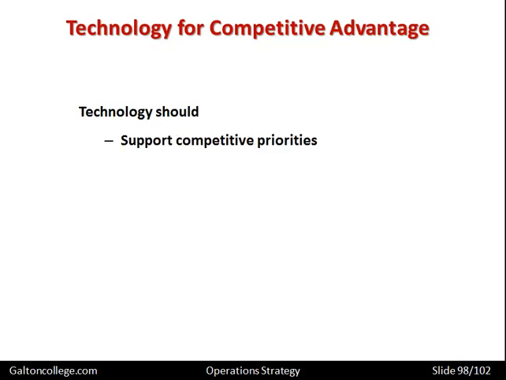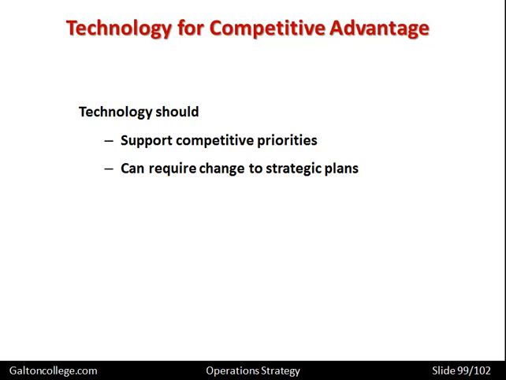So technology should support competitive priorities. Clearly we do need technology. As to the degree of technology, whether the organization should be fully technological or perhaps technology and traditional workers working side by side, these are debatable, as we've seen in the previous slides. But certainly the technology should support the competitive priorities of the organization. The appropriate technology should be bought in and used, in other words.